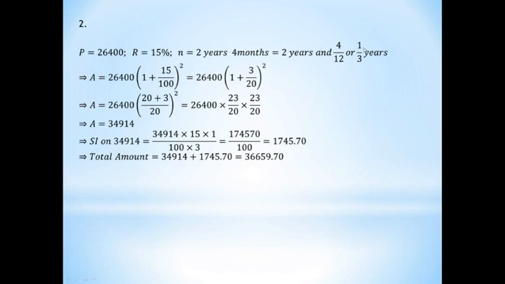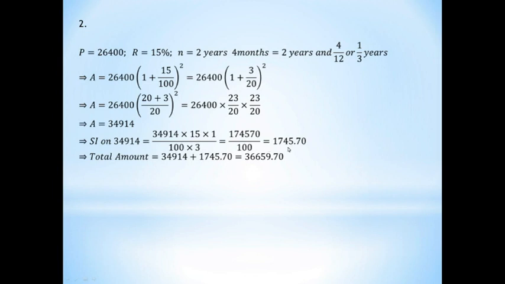Then the time remaining is 4 months, that is 1 by 3 years is still remaining. We are going to use the simple interest formula. We will take this 34,914 as a principal. Rate is 15 still. Time 1 by 3. And the formula has 100. After simplifying with 3, this is 5 times. After multiplying this, you will get 1,74,570 divided by 100. Then you will see that you have 1,745.70 as a simple interest.